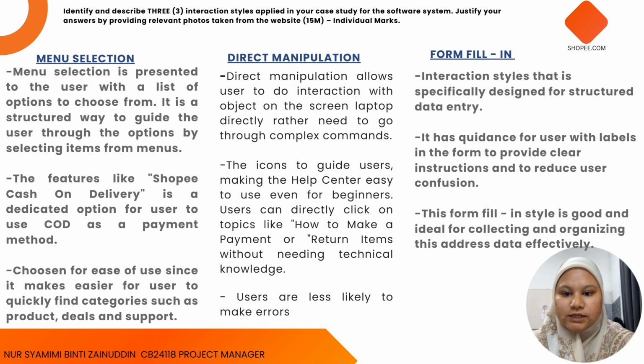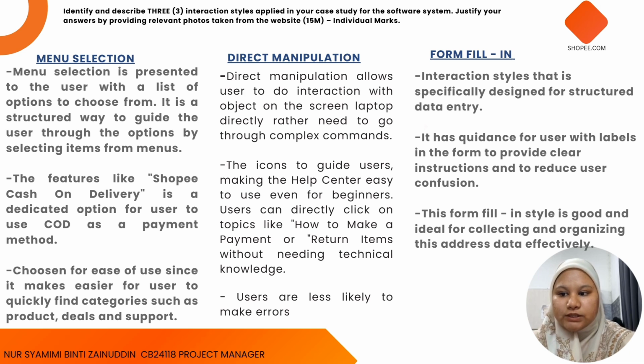These are the interaction styles that I apply to my case study, that is Shopee. First of all is the menu selection. The user is presented with a list of options to choose from. It is a structured way to guide the users by selecting items from menus. Features like Shopee's cash on delivery are a dedicated option for users to use COD as a payment method. This style is chosen for ease of use since it makes it easy for users to quickly find categories such as product, deals, and support.